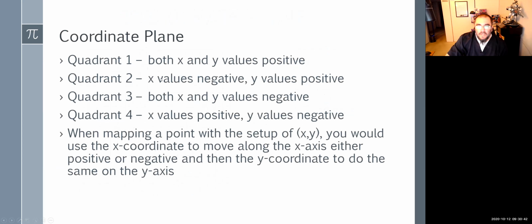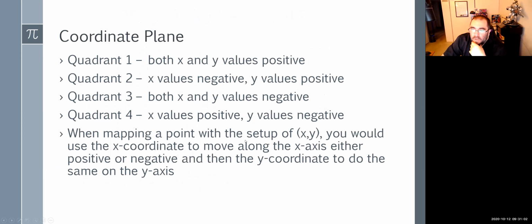So this kind of explains it. In quadrant 1, both x and y values are positive. In quadrant 2, x values are always negative, y values are always positive. Quadrant 3 is our double negative, right? X and y are both negative. And in quadrant 4, x values are positive and y values are negative.